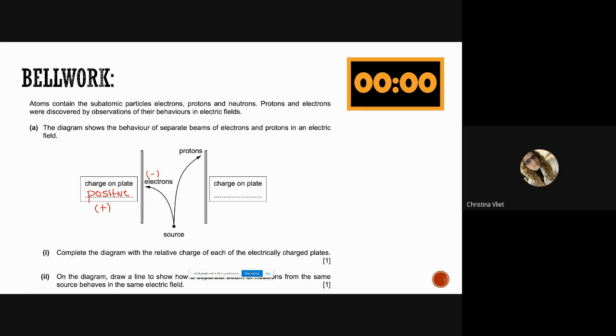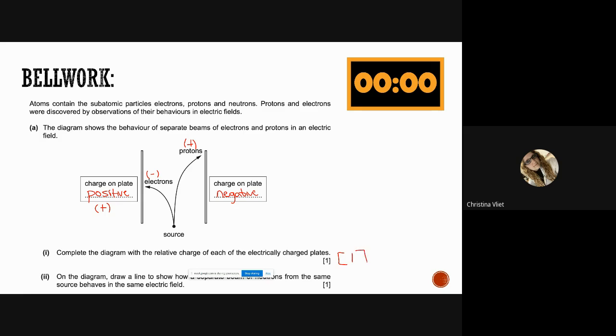Tell me the charge on the plate. Go ahead, Alex. Negative. Makes sense, right? Protons, which are positive, are attracted to a negative plate. How many marks have we earned? 1.